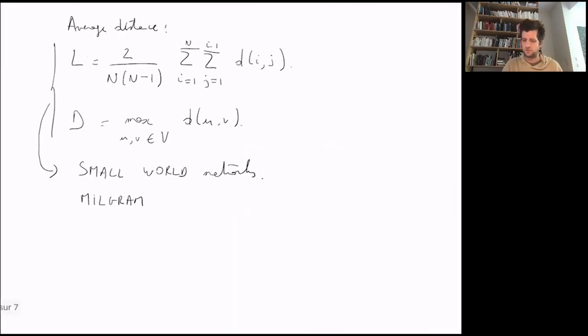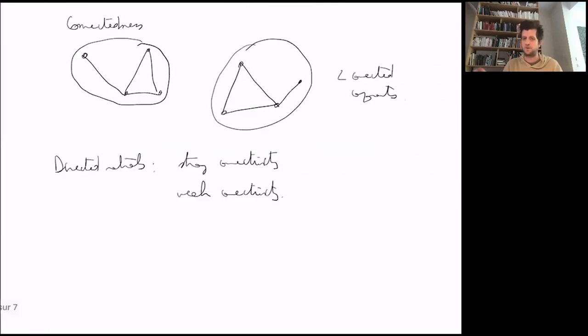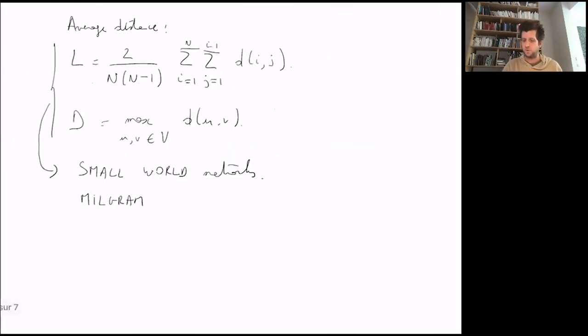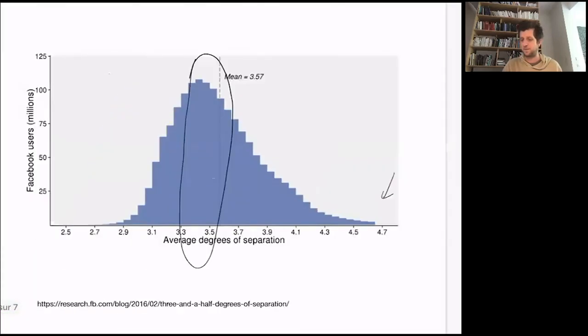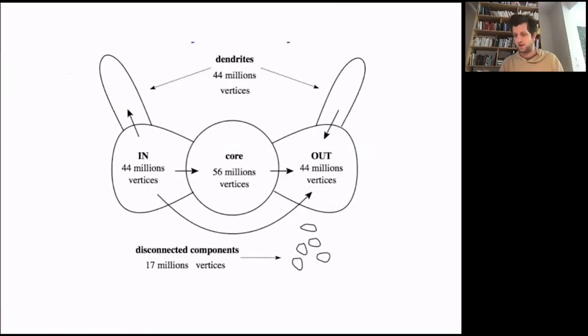Now, once you're confronted with undirected networks, the graph can be seen simply as a combination of connected components. Once you're dealing with directed networks, things are a bit more tricky. And in that case, you can also have some sketches of the organization of graphs. This is a visualization of the web, where the core here is a strongly connected component, meaning that from any point in here, I can go to any point there and back.